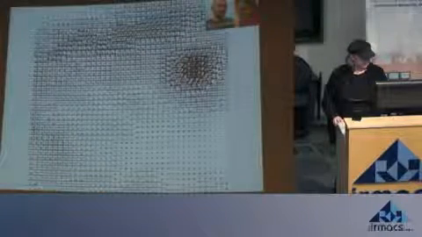There's another detail of it. And this is something that's ideal for these big wall displays because when you walk up, the data is right there. And when you walk back, you have the geography that you want to see.